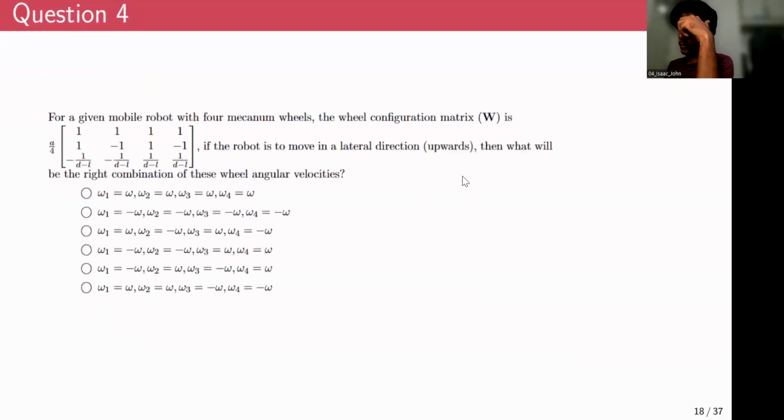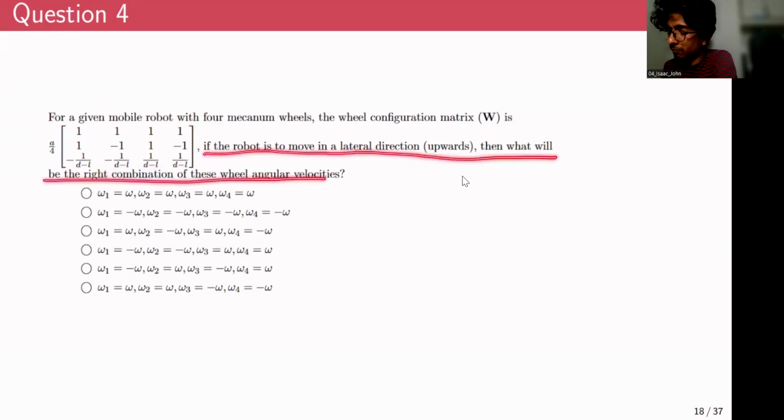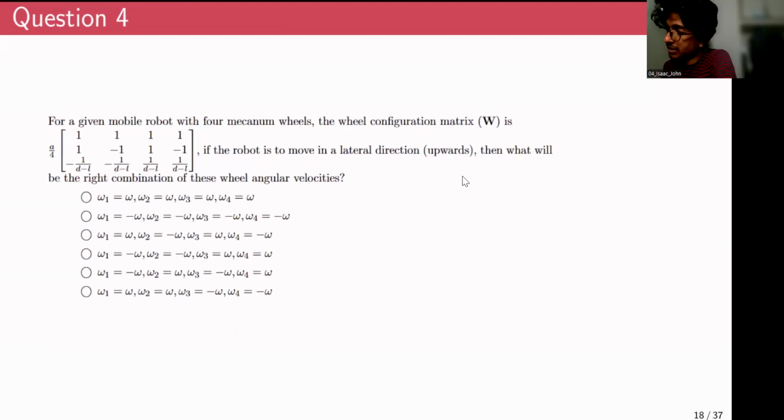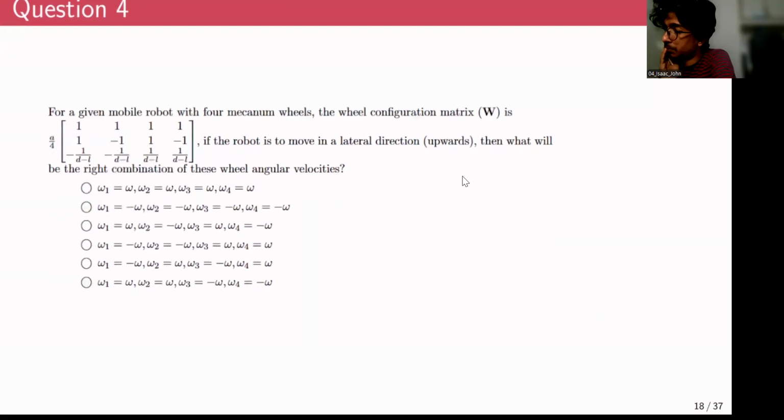Okay, so moving on to question 4. For a given mobile robot with 4 mechanum wheels, the wheel configuration matrix W is given. We have seen earlier in the slides how to derive this, but in the question they have already given the wheel configuration matrix. If the robot is to move in a lateral direction, then what will be the right combination of wheel angular velocities? It's the standard question that you can expect for your weekly assignments.